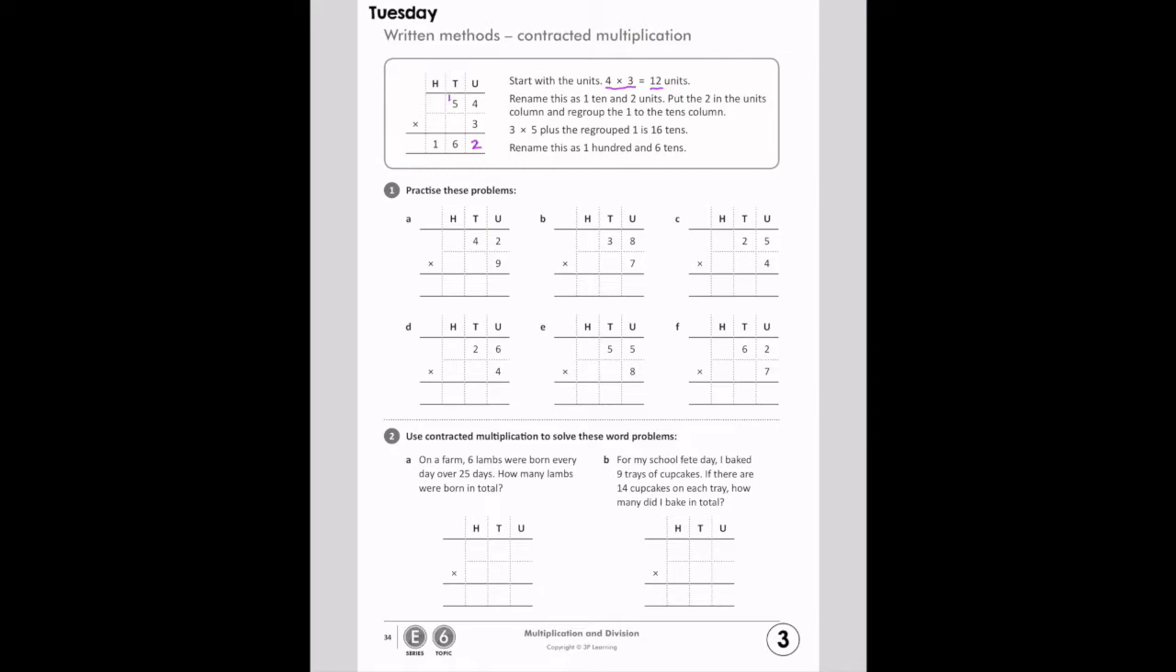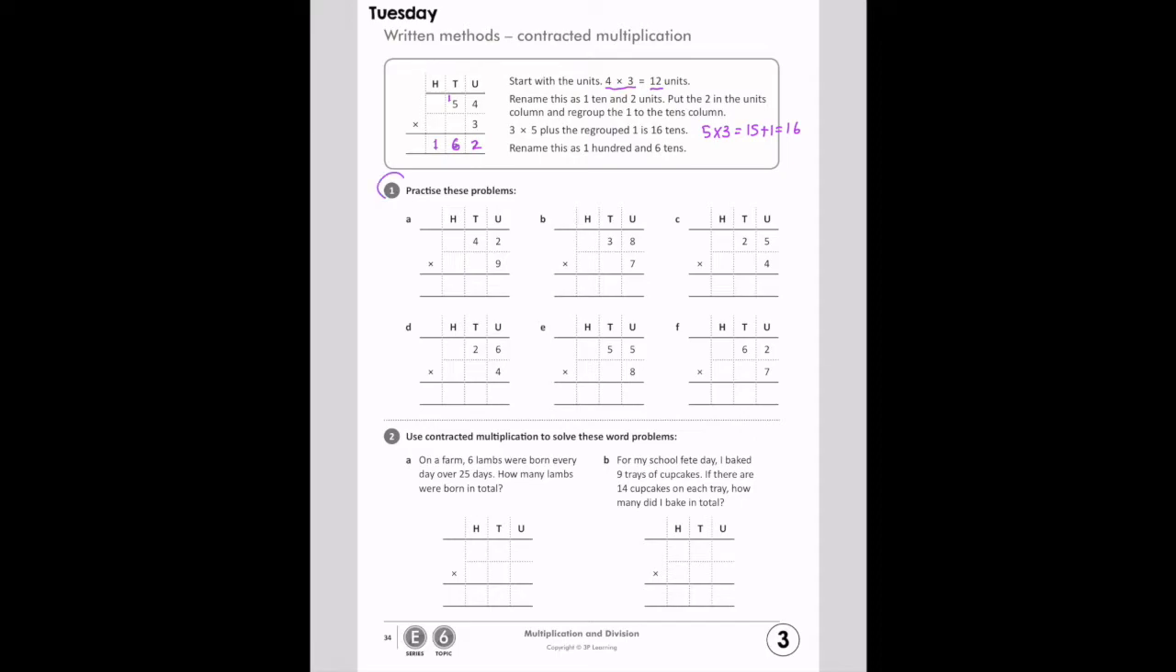Okay, so the next number we have is 5 in the tens place. So we've got 5 times 3, which equals 15, plus the number we just carried over equals 16. Okay, and that's where we write 16. So if you need more examples, make sure you watch the lesson video first, okay?